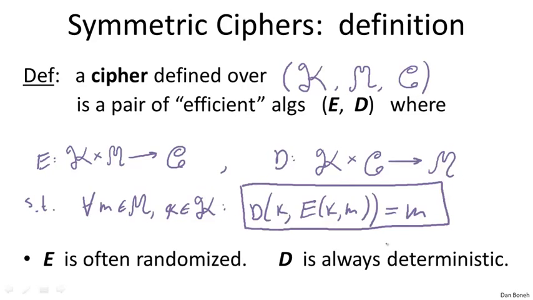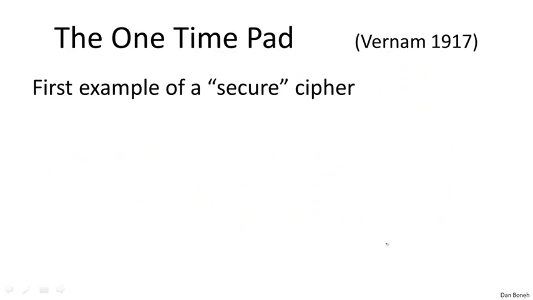Okay, so now that we understand better what a cipher is, I want to show you the first example of a secure cipher. It's called the one-time pad. It was designed by Vernam at the beginning of the 20th century. Before I actually explain what the cipher is, let's just state it in the terminology that we've just seen.